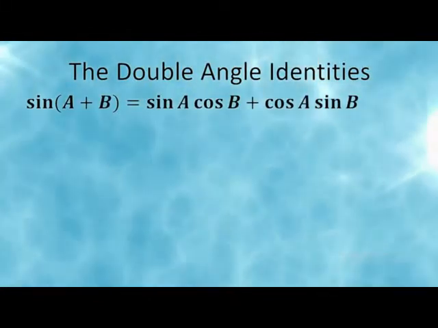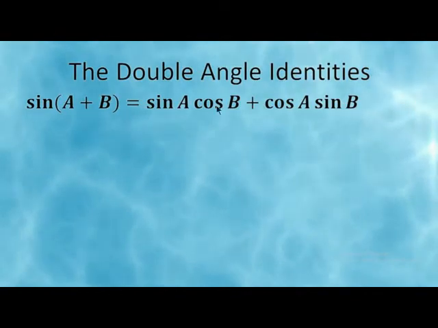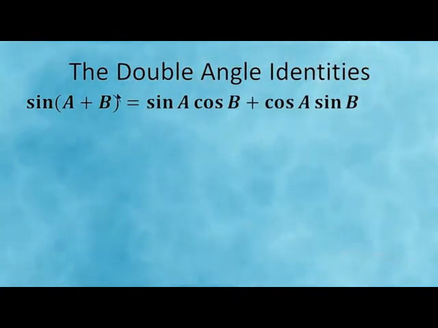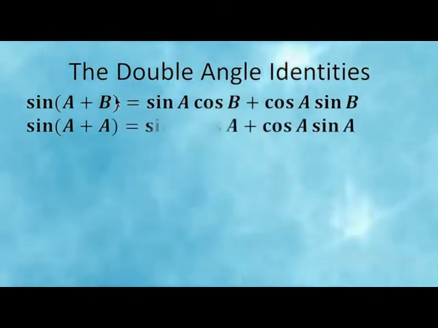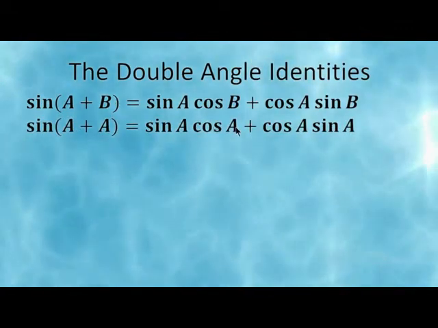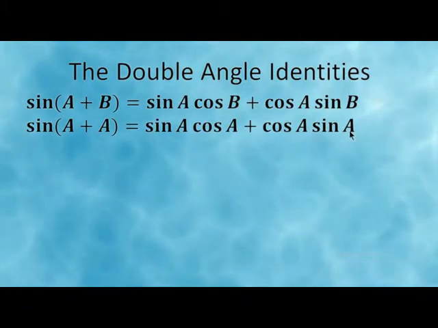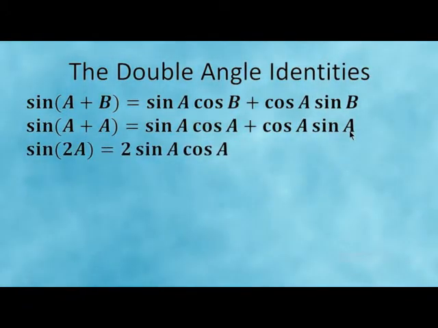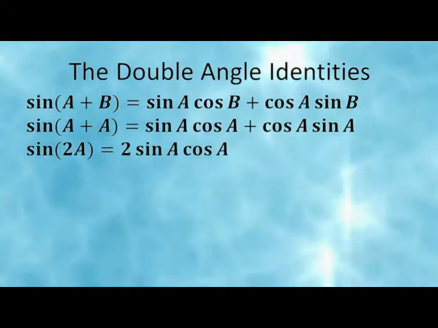And then the double angle identities. We know that sine A plus B, this is the formula. How about we change B with A? So sine A plus A equal to sine A cosine A plus cosine A sine A. So sine 2A equal to 2 sine A cosine A.